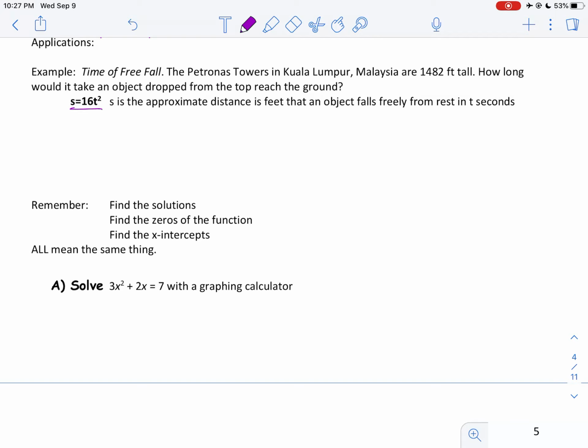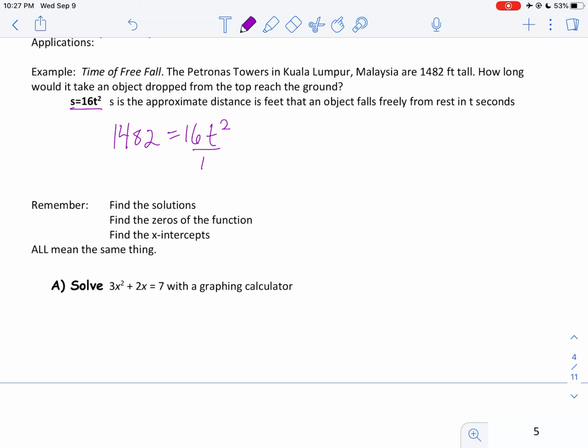Well, the key is the distance an object falls can be found by taking 16 times the amount of seconds squared. So in this case, to fall to the ground, it's going to take 1,482 feet. We need to figure out how many seconds this is going to take. So you'll notice here we can use the first method. We can just solve and get t by itself.